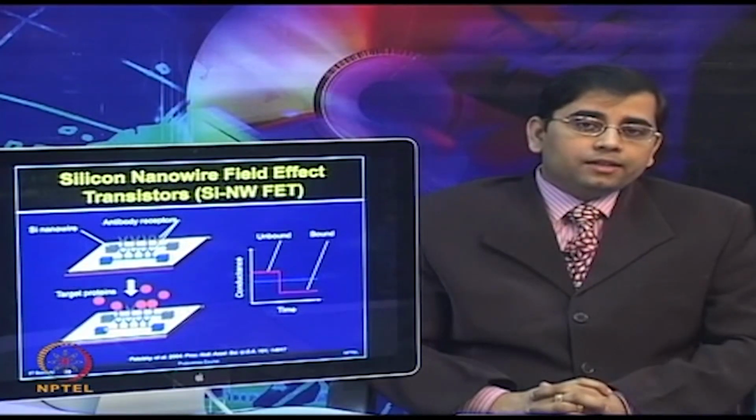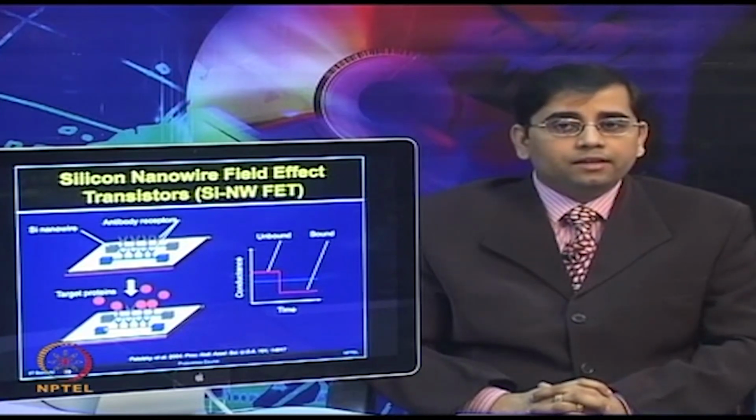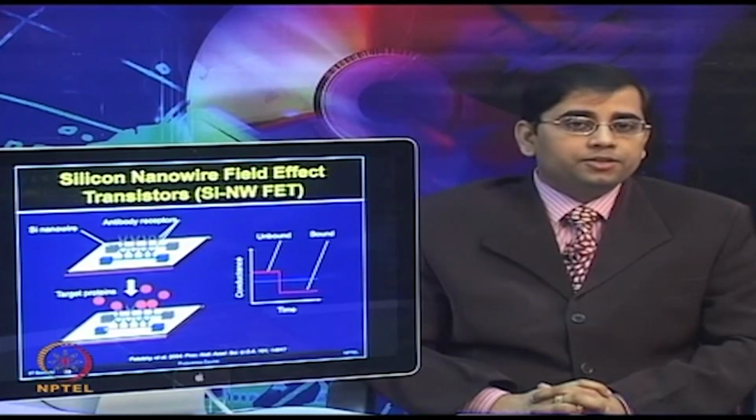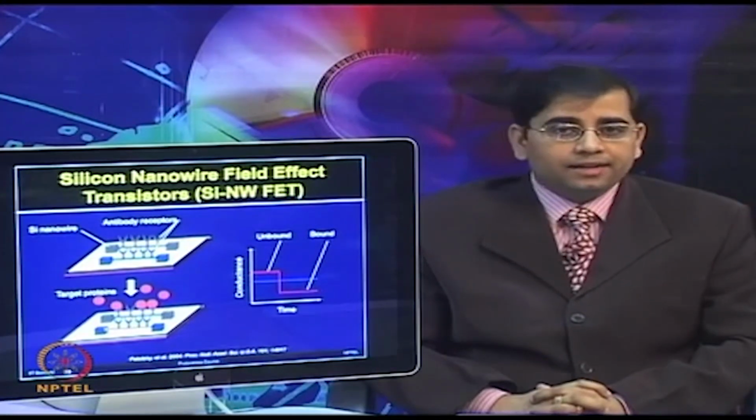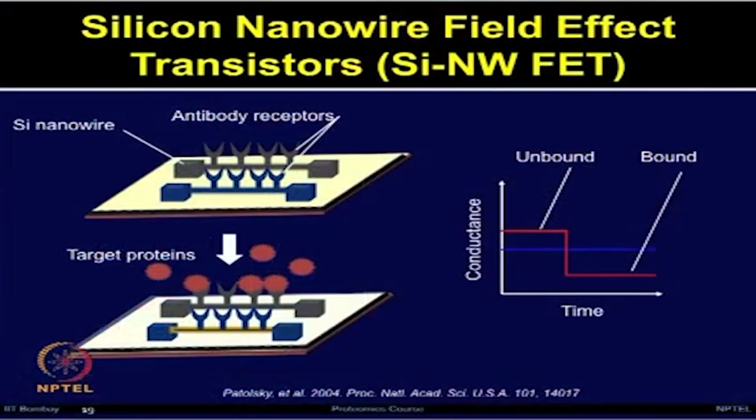Now, let us discuss how these silicon nanowire field effect transistors are applied for some of the proteomics based applications. As you can see in this slide, the top panel is showing the silicon nanowires which are coated with the antibody receptors. Now, when you want to study some target proteins and if there is any interaction of the target proteins with the antibodies, as shown in the bottom panel, these target proteins will bind to the antibody receptors, and now these silicon nanowires will show the change in the conductance.